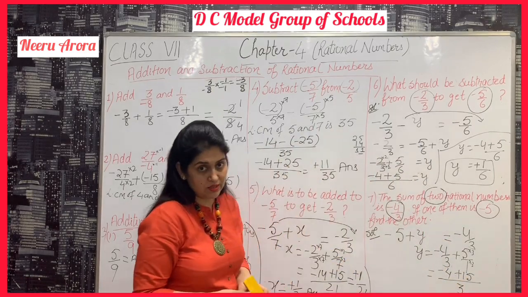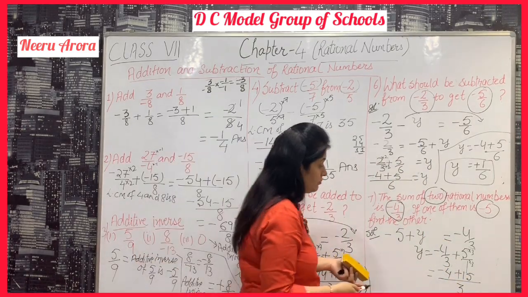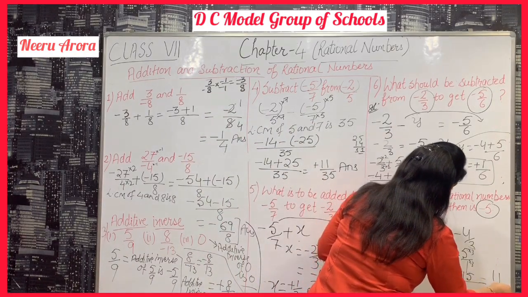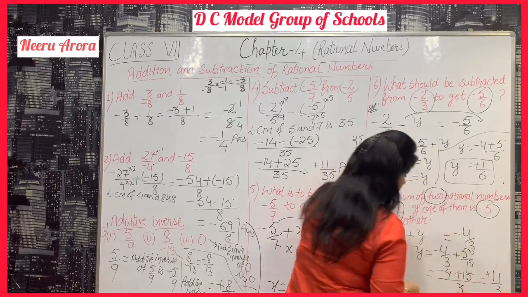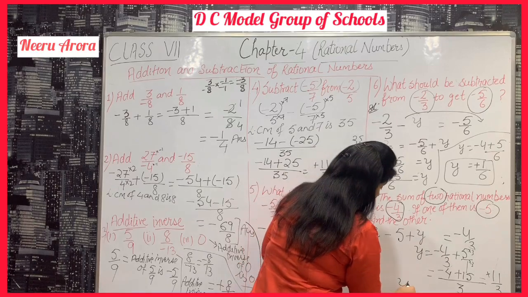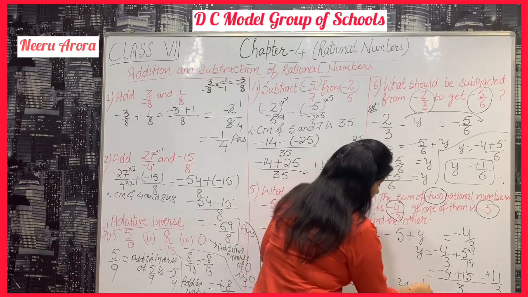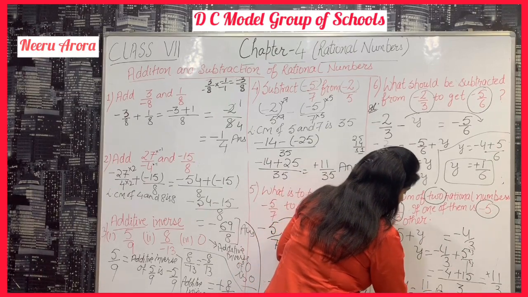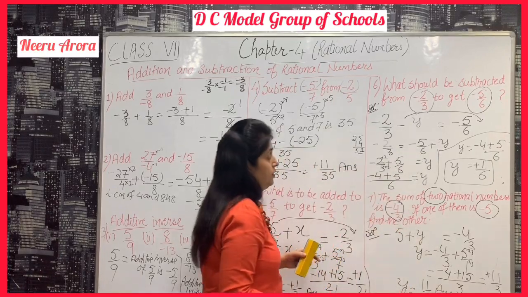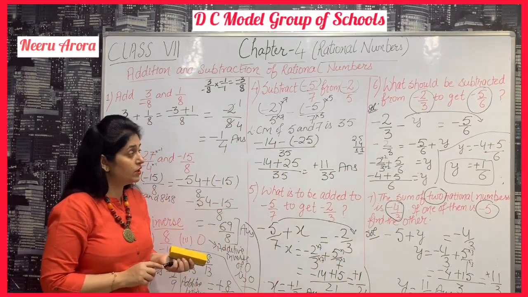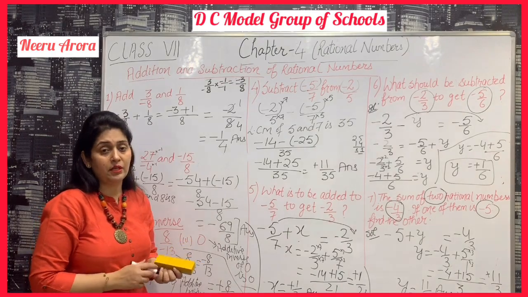Again we get opposite signs, so we will subtract the numbers. 15 minus 4 is 11. The sign of the bigger term comes. So our other number is 11 by 3. This is our required number. So I hope it is clear to you, the word problems of addition and subtraction. Thank you.